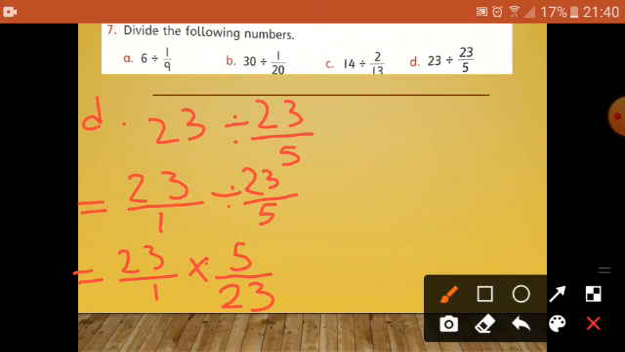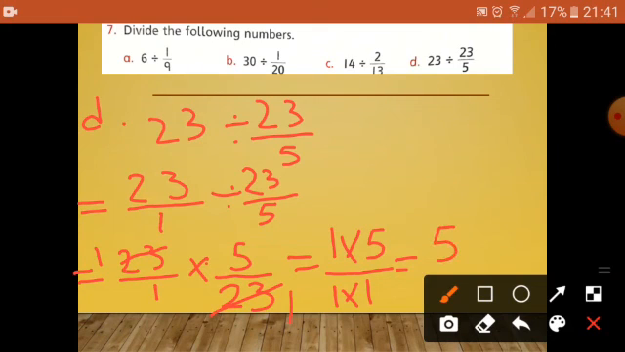So that means 5 goes up in the numerator and 23 comes down in the denominator. Now see, here we can cancel 23 and 23. Cancellation means that we can divide 23 with 23. If we divide 23 with 23, we get answer 1, as we were doing in making of lowest terms. So what is left in the numerator now? 1 times 5, and what is left in the denominator? 1 times 1.